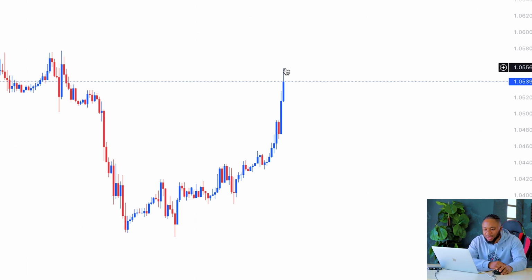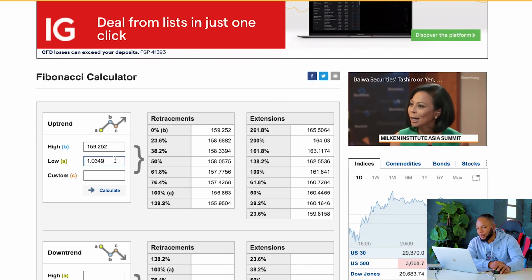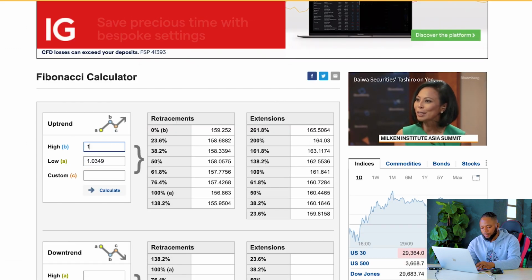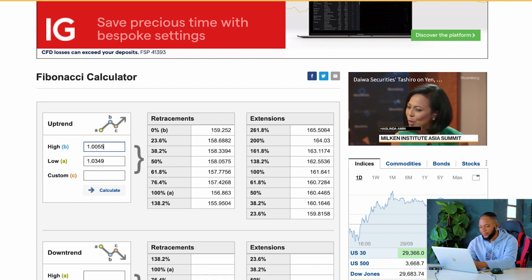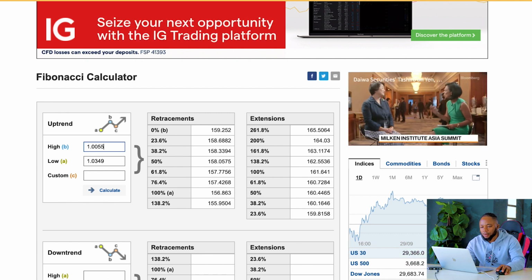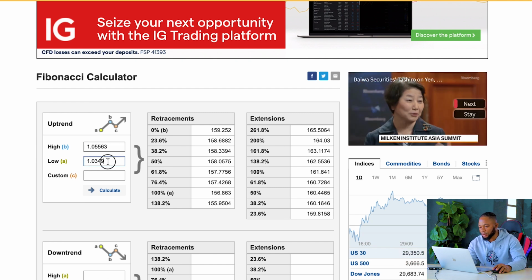Then the B level is here, the most recent significant swing high, which is 1.0556. Let's just put another figure. Good. Now we have our A level and we have our B level right there.